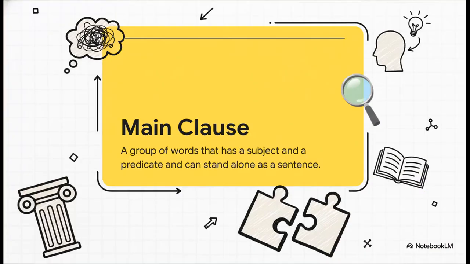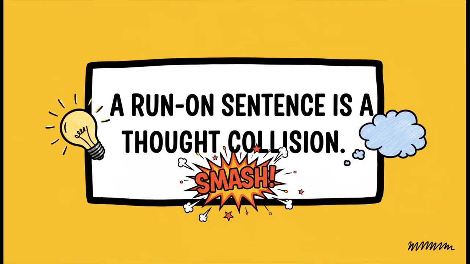So, to get what's wrong, we have to know the basic building block of any sentence, and that's the main clause. Just think of it as one complete thought. It has a subject, that's the who or what, and a predicate, which is what the subject is doing. The most important part? A main clause can stand all by itself as a complete sentence. It's a self-sufficient little unit. Okay, so a run-on sentence is pretty much what it sounds like. It's what happens when you take two of those complete thoughts, two main clauses, and you just smash them together without the right punctuation or a proper connecting word. It's basically a thought collision, and it makes your writing really hard to follow.